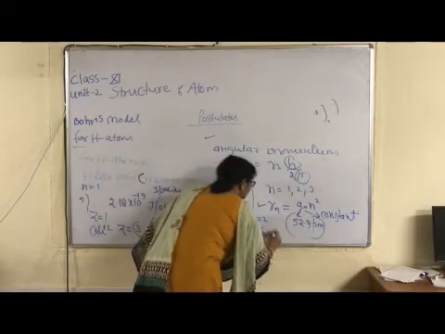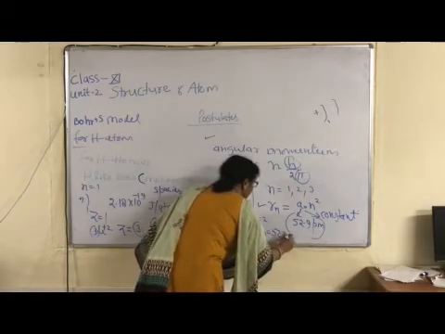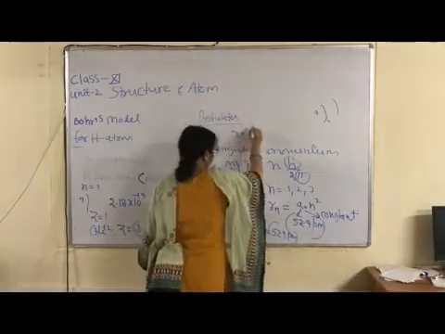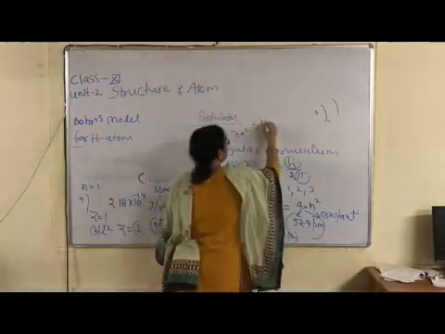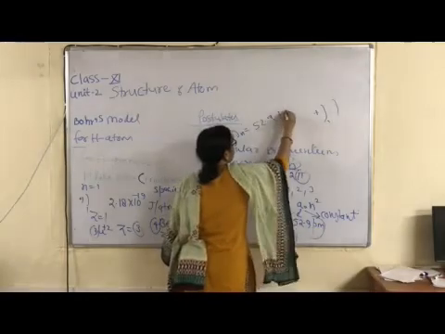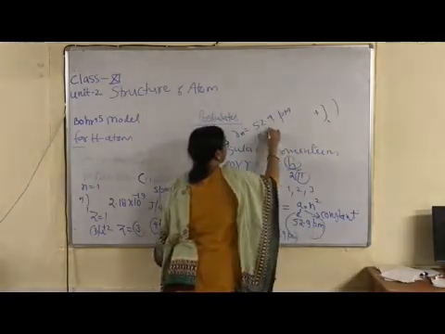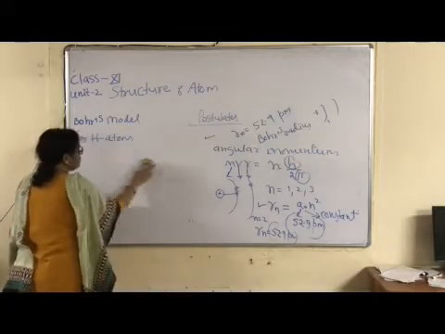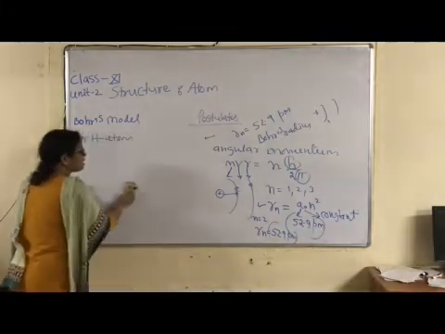So this value is also known as Bohr's radius for hydrogen only. Rn is equal to 52.9 picometer. What name is given to this constant? 52.9 picometer is called the Bohr radius.